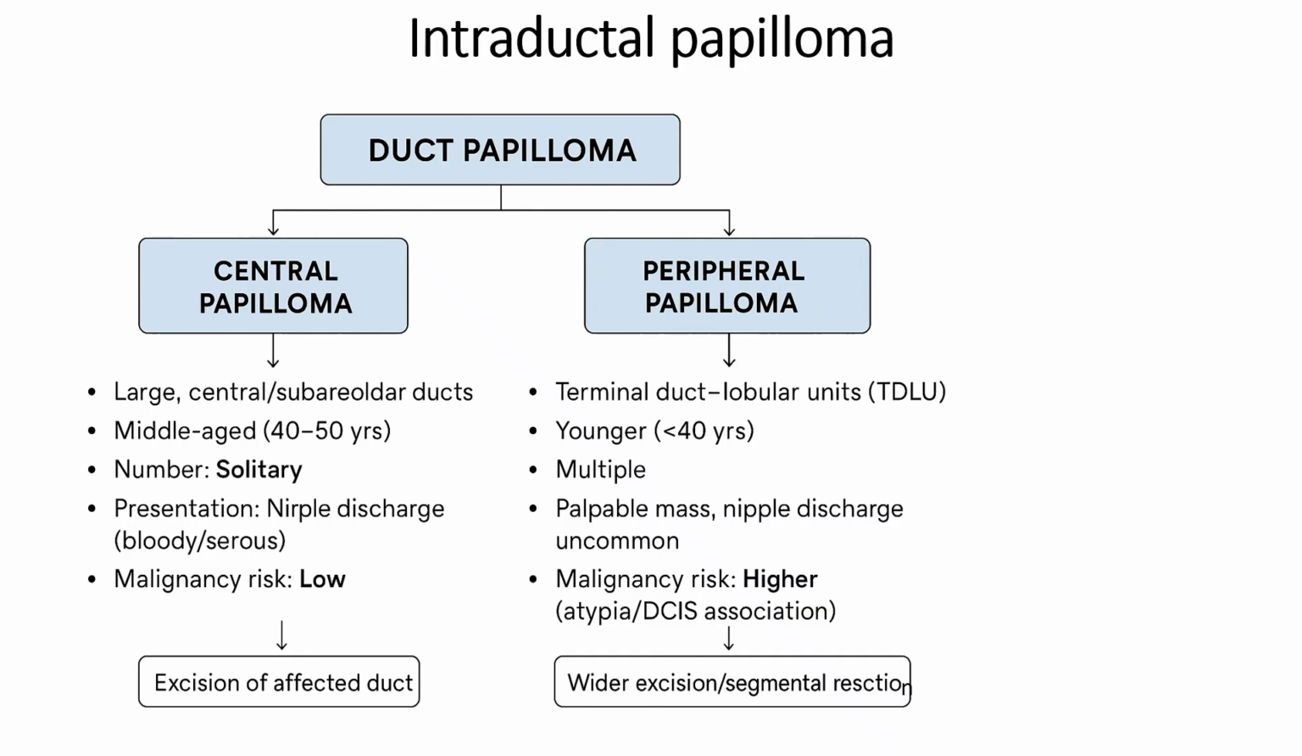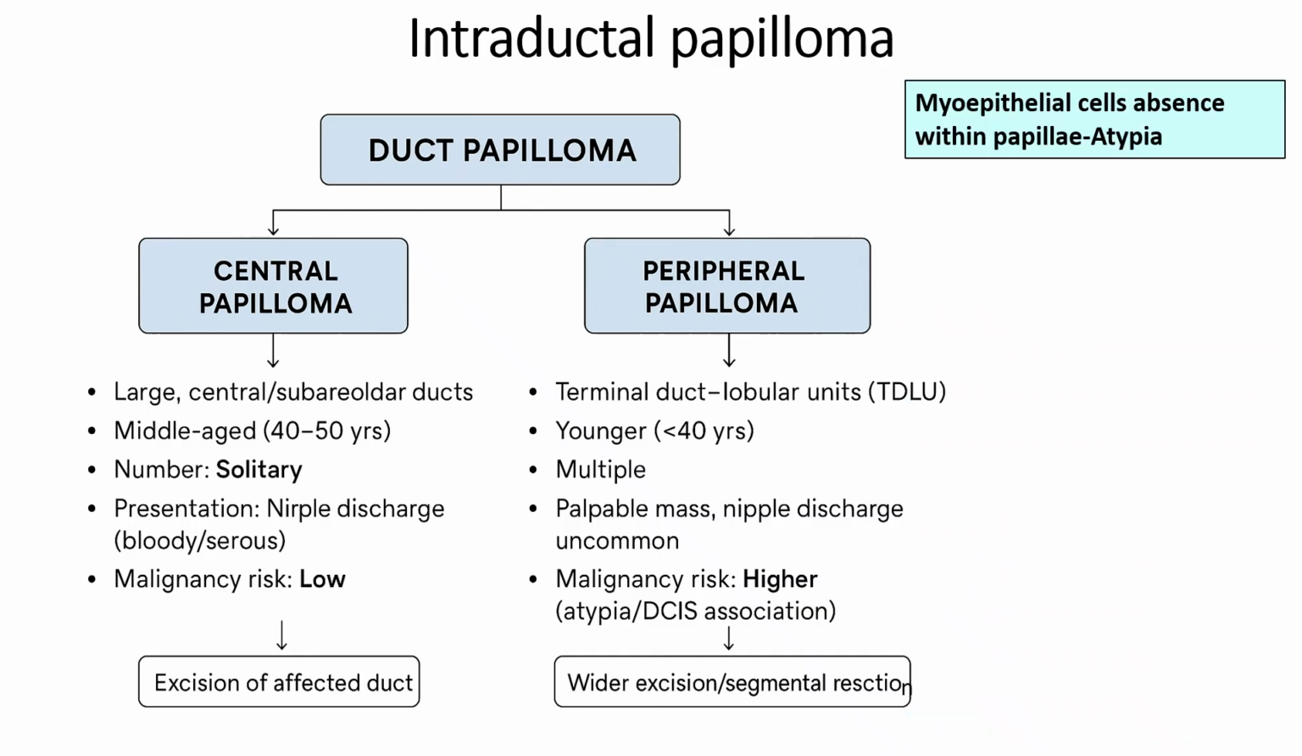Malignancy risk is low in case of central papilloma. That's why simple excision of the affected duct can treat the condition, whereas peripheral papilloma will have a higher malignancy risk. It can be associated with atypia or ductal carcinoma in situ. Hence, wider excision or segmental resection is needed in case of peripheral papilloma.